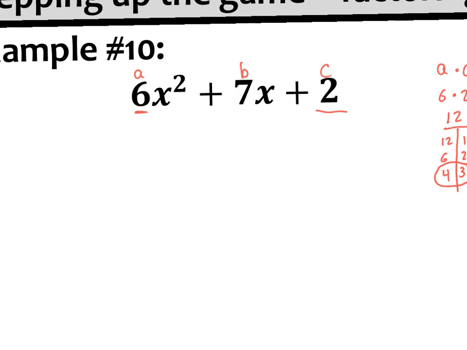Okay, so 6x squared plus 4x plus 3x plus 2. So I just split that 7x into 4x and 3x. Now I'm in a group.